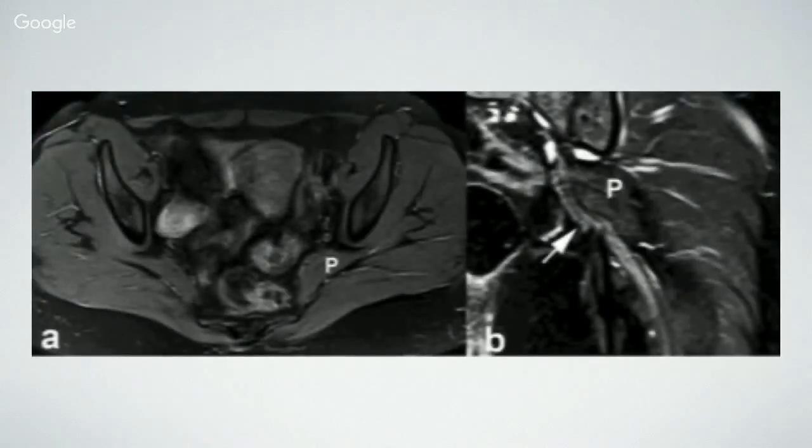So here is an MRI. You see on the right, the piriformis muscle here versus the large piriformis muscle on the left here. And then this is the sciatic nerve, and you can see the hyperintensity of the sciatic nerve here by the piriformis, which would be indicative of secondary piriformis syndrome.